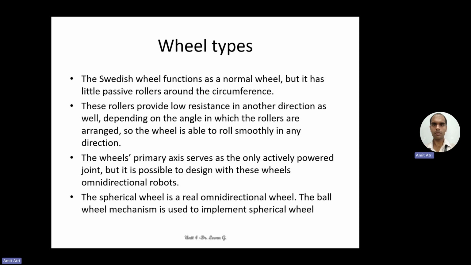The spherical wheel is a real omnidirectional wheel. Here in the spherical type of wheel, the steering capability or omnidirectional advantage is even more than the Swedish wheel. The ball wheel mechanism is used to implement the spherical wheel.